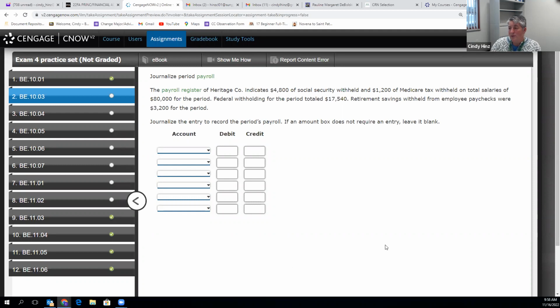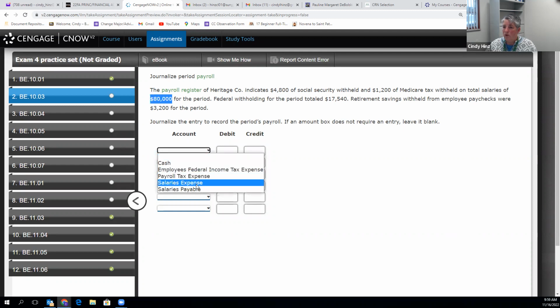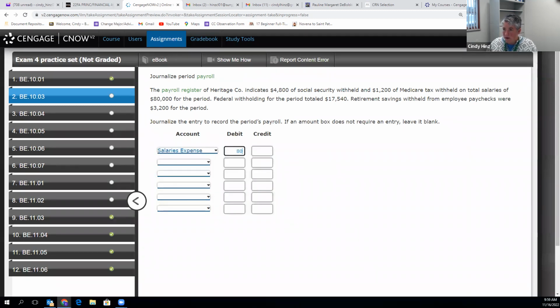So this exercise is much simpler than what we did in class, because we don't have to do any of those calculations. The dollar amounts are all provided to us, and we are asked to journalize the entry to record the period's payroll. So the payroll register shows that our employees had earned $80,000 during this period. And so we're going to start out by recording that full $80,000 as salary expense. That's what's going to show up on our income statement.